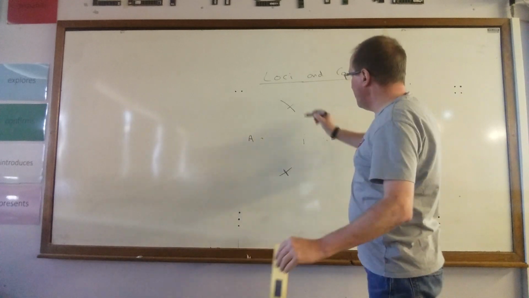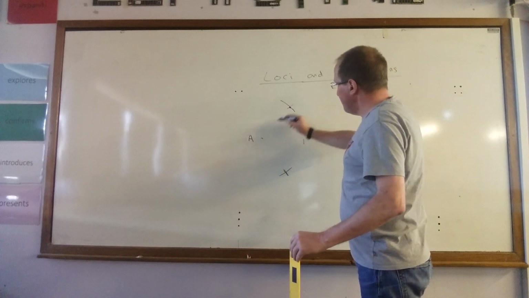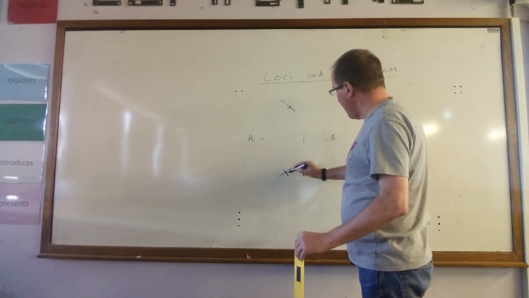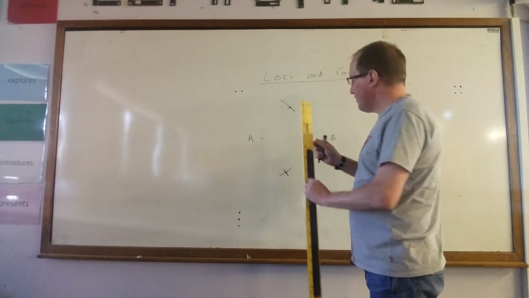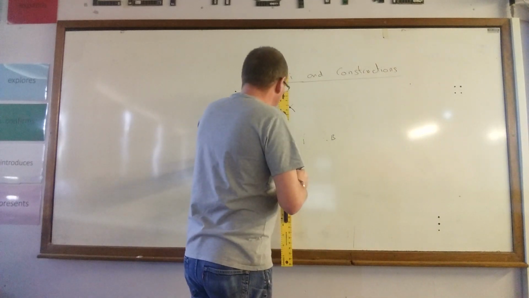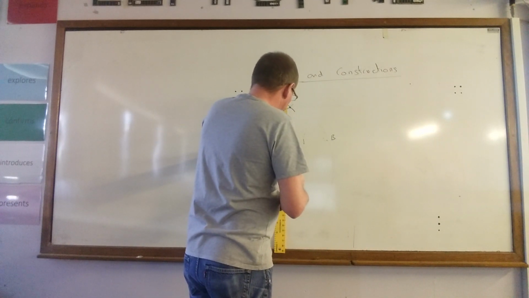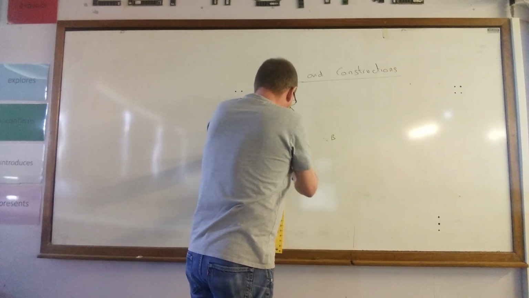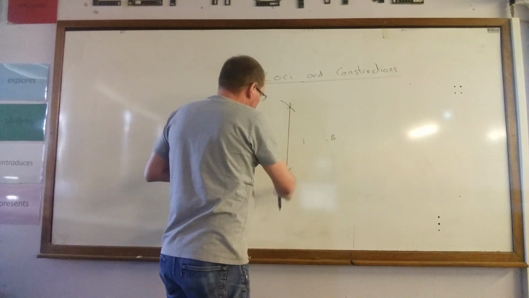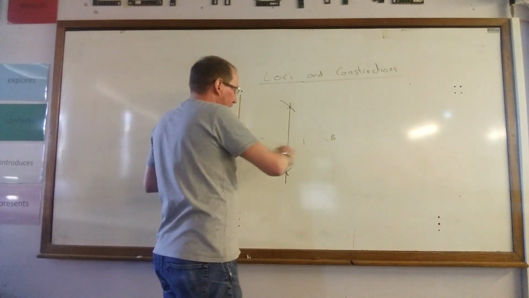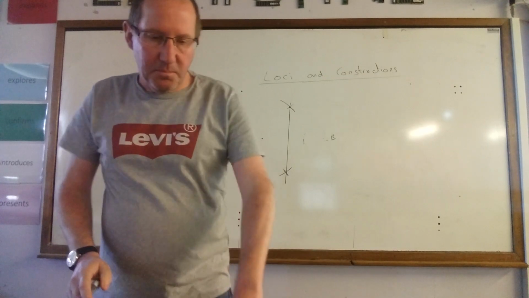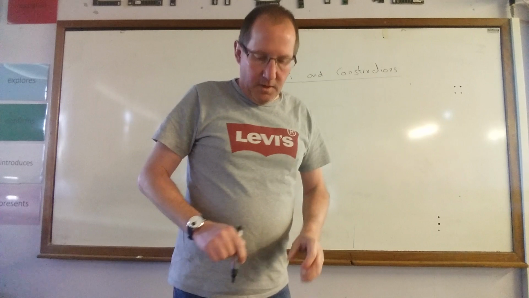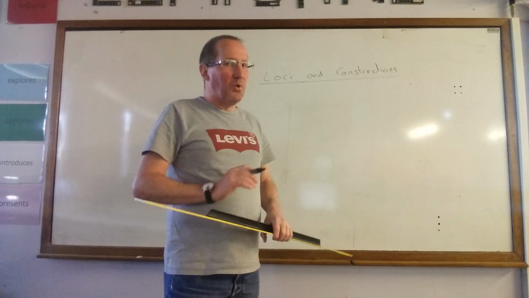Once I've got these 2 points, that point there is the same distance from A and B. That point there is the same distance from A and B. Once I've got those, I can then draw a straight line through them with my ruler. This will be easier for you in your books, I hope. There you go. All the points on that line are the same distance from A and from B. I hope you appreciate the rather clever use of the pause button there.